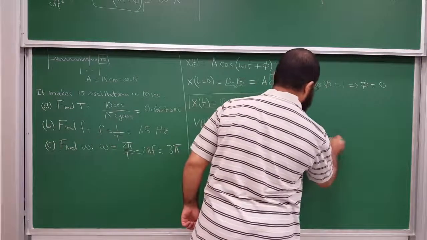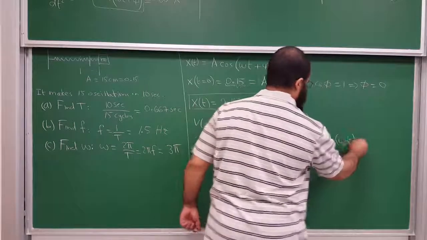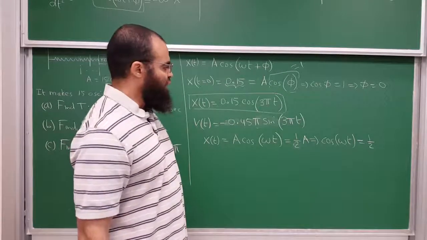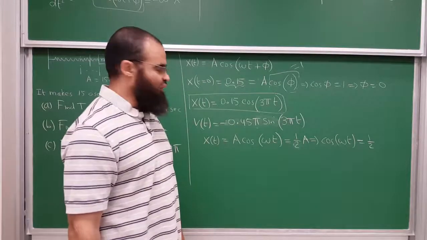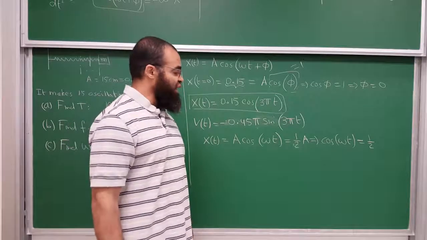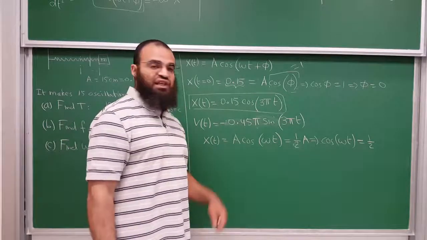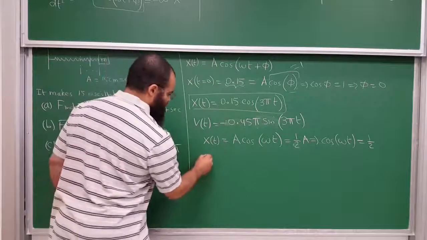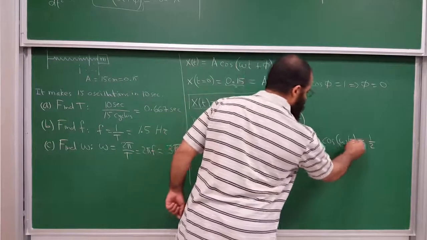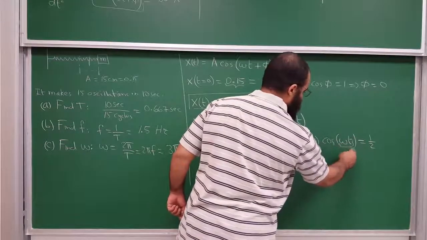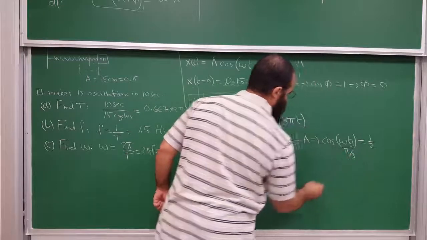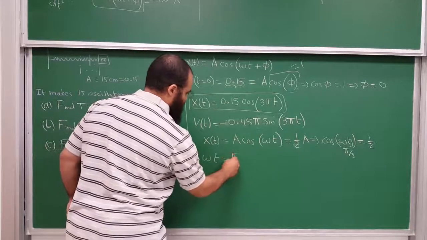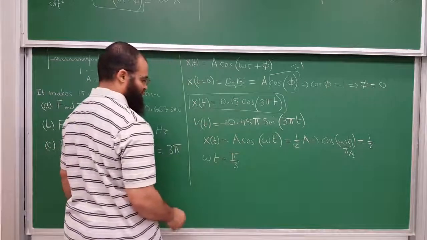So that means the cosine of omega t is equal to 1/2. Well, the cosine of something equal to 1/2. What is that something? Sine of 30 degrees is 1/2. Cosine of 60 is 1/2. 60 degrees is pi over 3. So that means the inside of the cosine should be pi over 3. That means omega times t equals pi over 3. Okay, pi over 3.